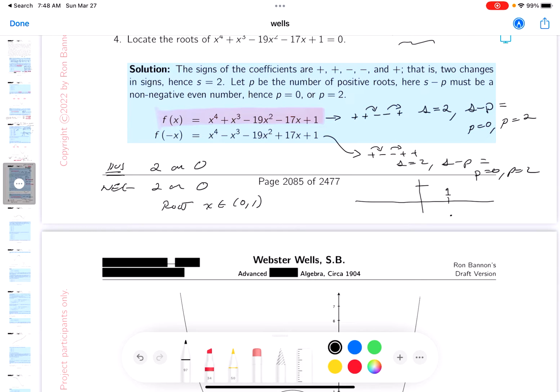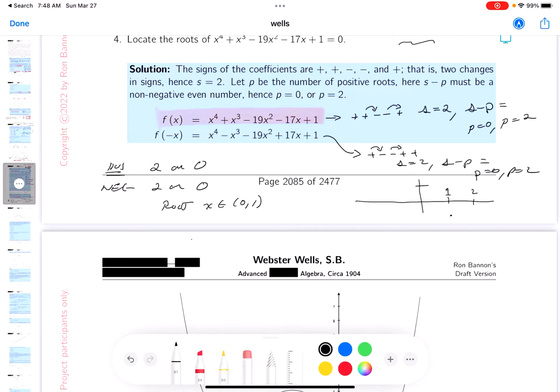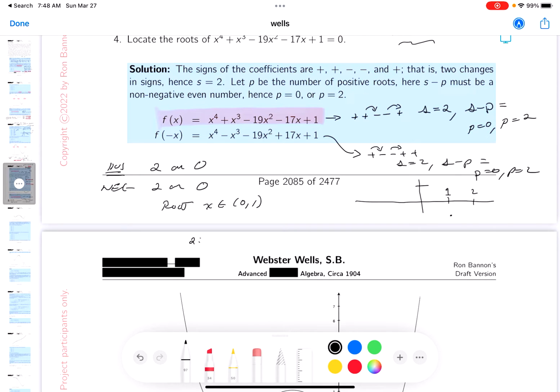Now again, if you go to 2, let's take a look at it. So if I do 2, let's write this down. What's f going to be? 16 plus 8 minus 19 times 4 minus 17 times 2 plus 1. Clearly negative. Now again, I'm not saying how negative it is. It doesn't matter to me. I'll go to 3 now. At some point, it's going to reverse directions. What I mean by reversing directions is it's going to start sailing off, all right? So let's put 3 down.